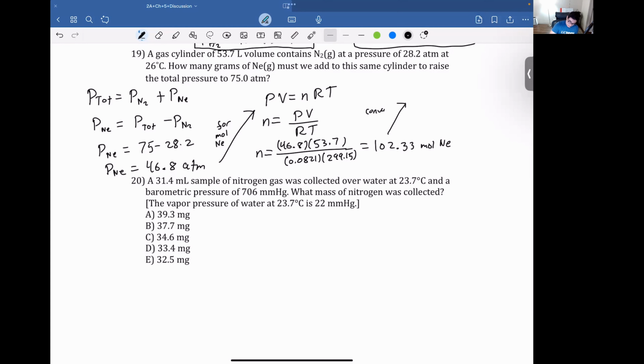And then we convert to grams with molar mass. So the molar mass of neon is 20.18. So you divide by 20.18. And we get 5.07 grams of neon. And then that's it.